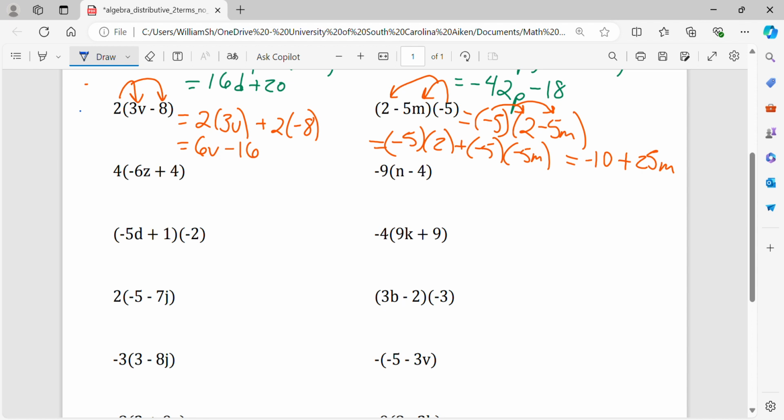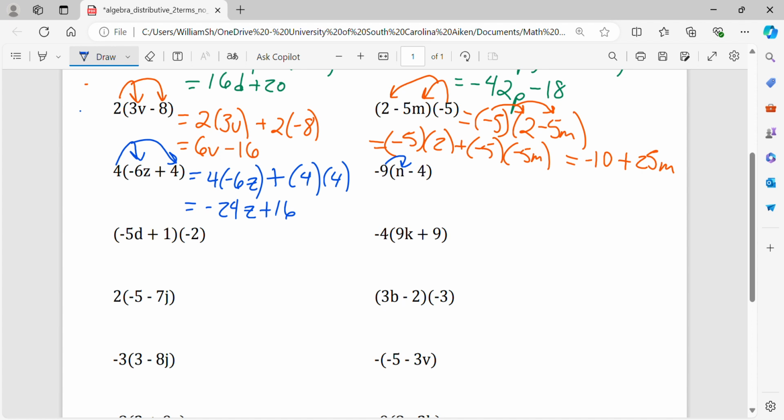I've got 4 times the quantity negative 6z plus 4. We're going to distribute this 4 to both of these terms. Hopefully it's getting repetitive by this point and you're gaining some confidence. So I've got 4 times negative 6z plus 4 times 4. Now 4 times negative 6 is negative 24z, and 4 times 4 is 16. We're good to go and we're done.